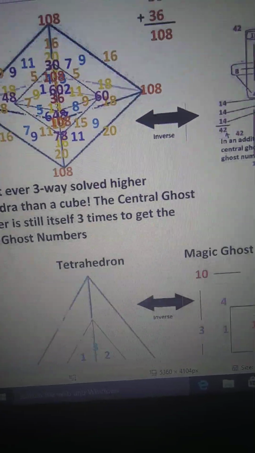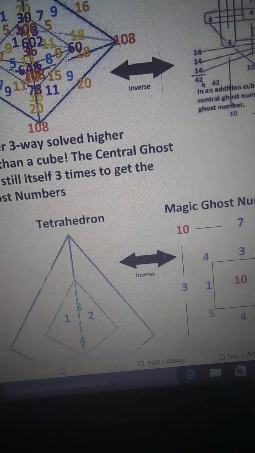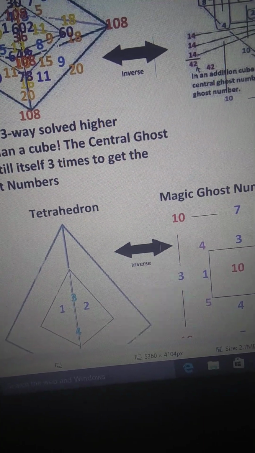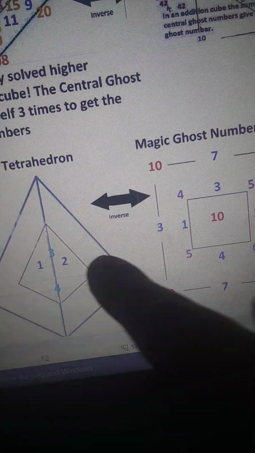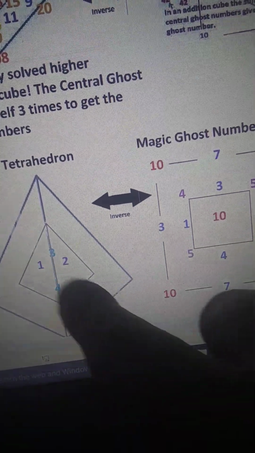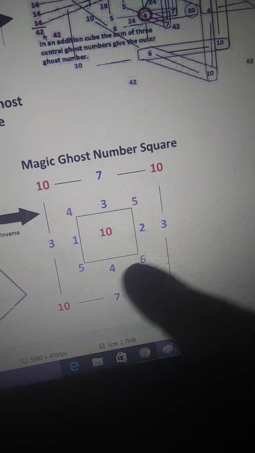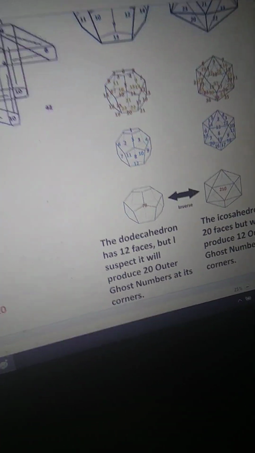And I've already found the tetrahedron. All that is a magic ghost number cube, magic ghost number square, flattened out. If you see 1, 3, 2, and 4, there's no commutative ability because they're not across from each other. They're diagonal to each other, so there's no commutative ability. But if you flatten it out, you get a magic ghost number square. And so in a way I found that one.